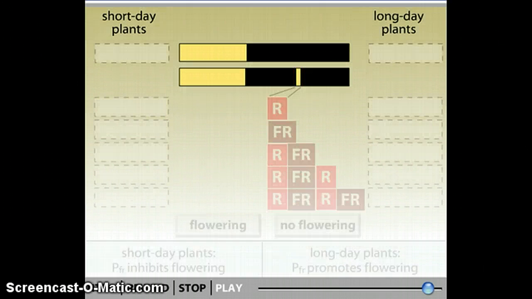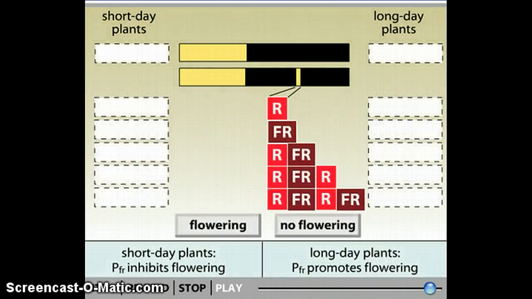Determine how the series of light flashes would affect flowering in short day and long day plants. Drag flowering and no flowering tags to the appropriate positions in the table. So again, pause this and see if you can figure this out. And remember that the PFR inhibits flowering in short day plants, so that means they like the red light, and the PFR promotes flowering in long day plants.